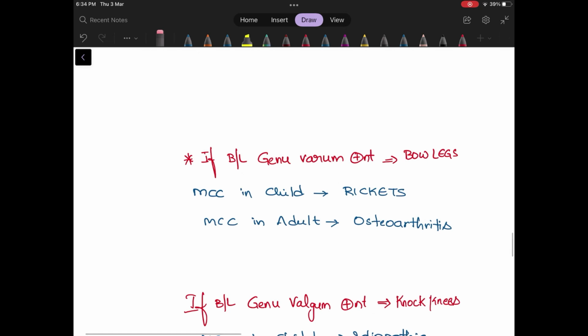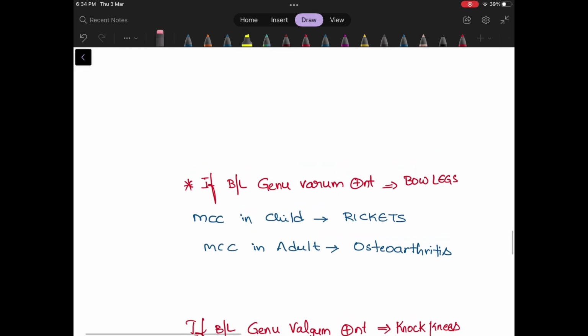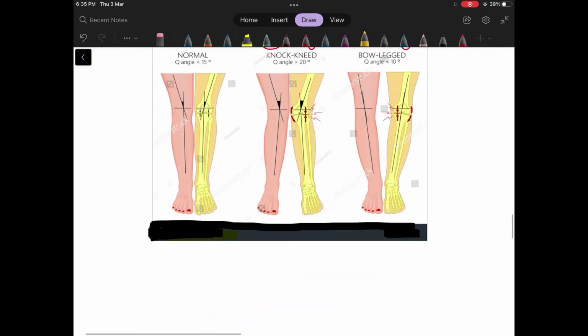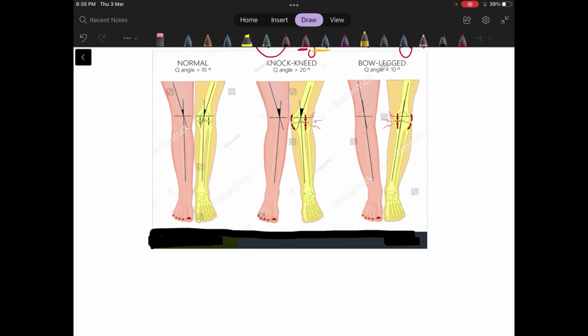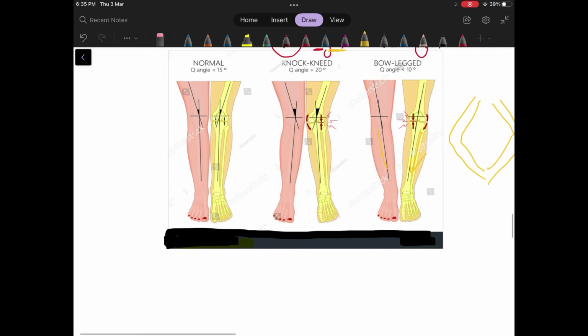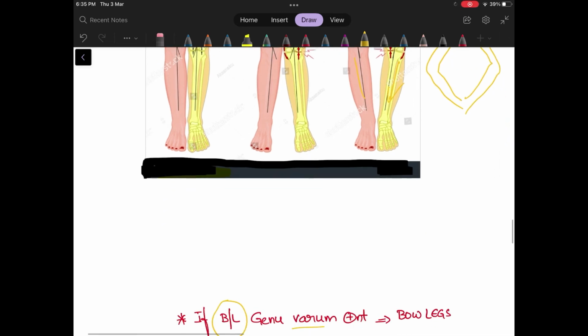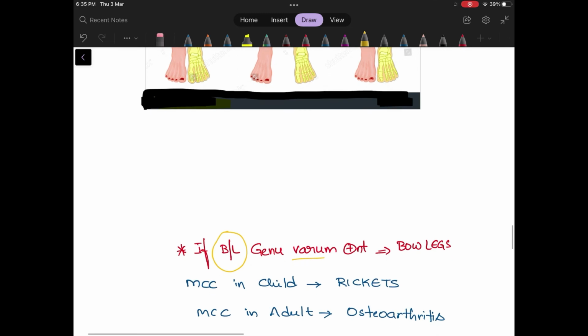Now we have to see whether the varum or valgum condition is present in one leg or two legs. See, if bilateral Genu varum is present, what is varum? Varum means medial deviation, like the exact image that we are showing here. This is varum. Similarly, when both legs have varum, it leads to bow legs, as if the legs are like this. If in bilateral limbs we have Genu varum, it leads to bow legs.